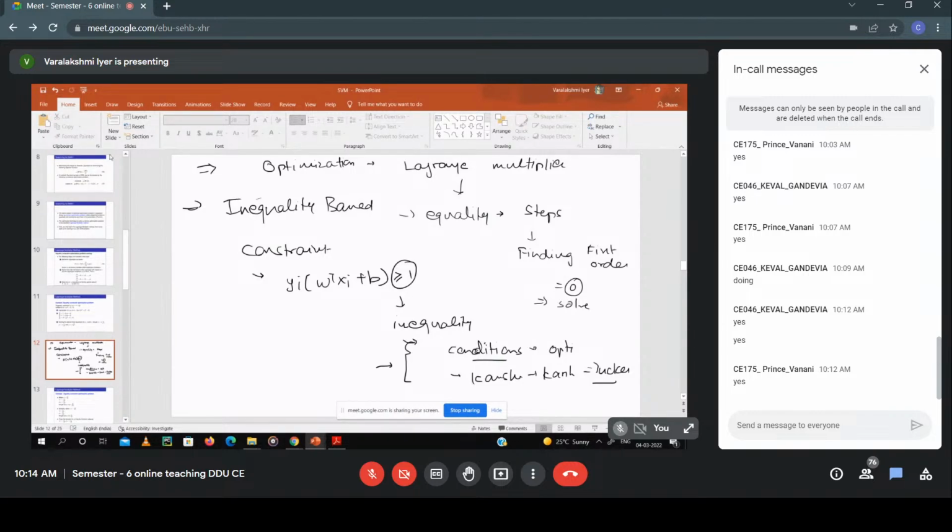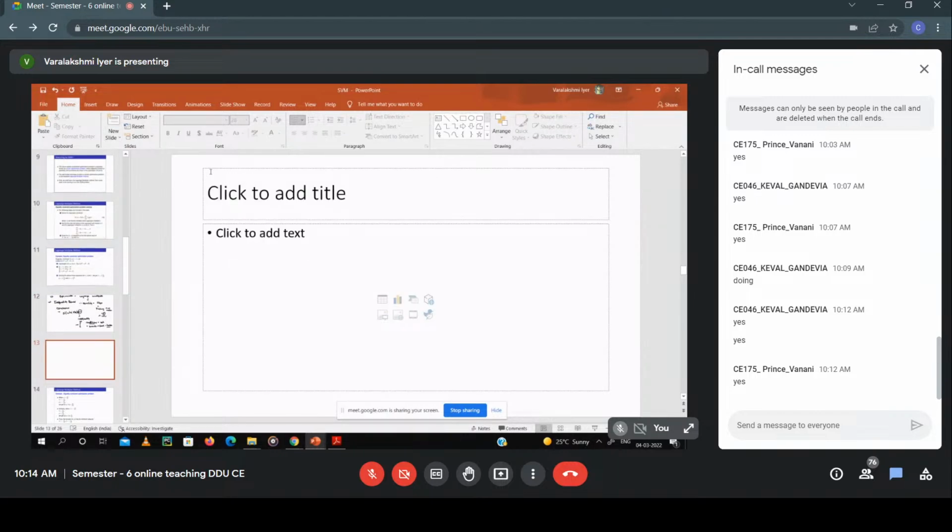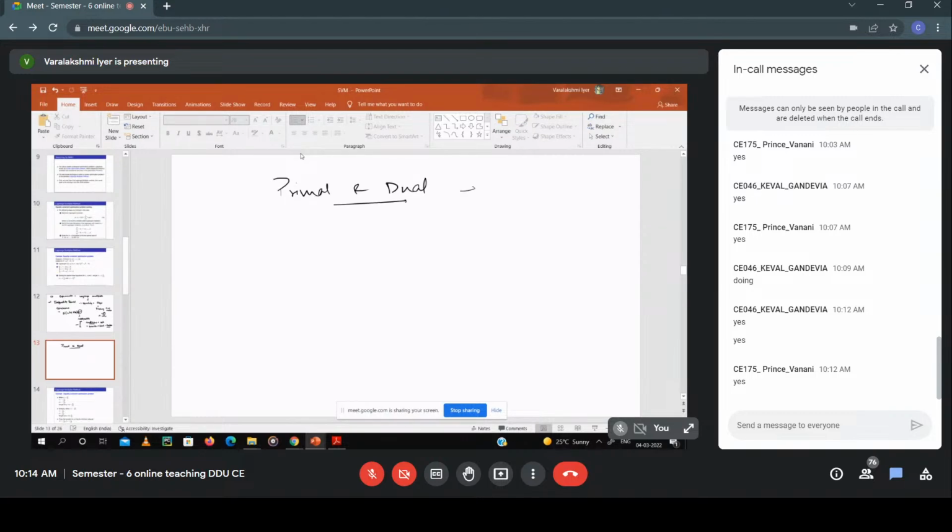Now, we are proceeding with one more point before going to the mathematical part of this whole idea, that is the primal and dual form of a particular equation. Why we are doing this is that we have to solve for SVM, non-linear SVM also.